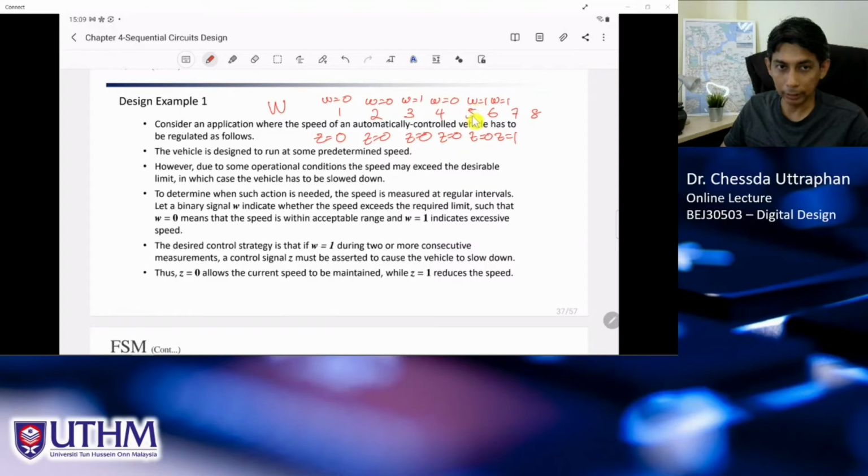So here, it needs to check whether the previous one is equal to 0 or equal to 1. If equal to 0, the output here is still 0. But for the next measurement, for example, the previous one is 1 already, and this measurement W is still equal to 1. So Z is now equal to 1.